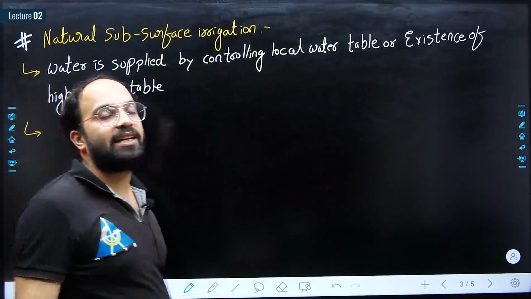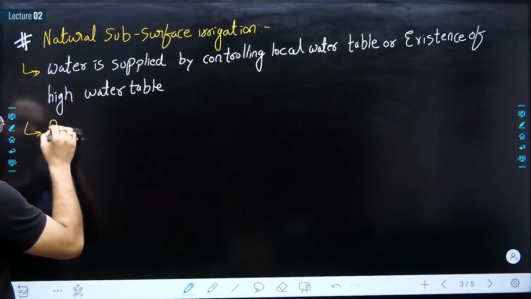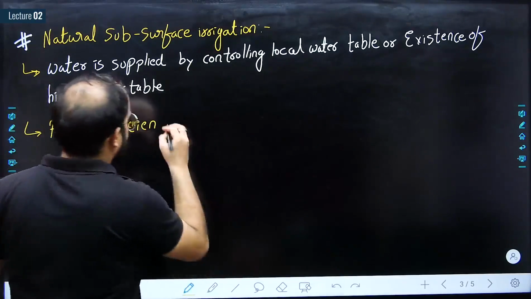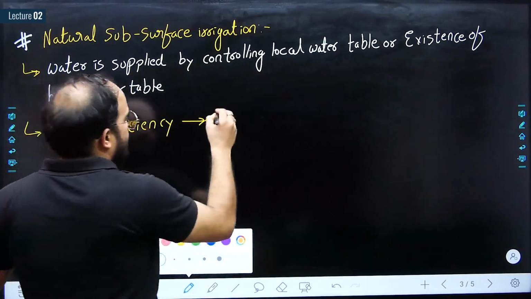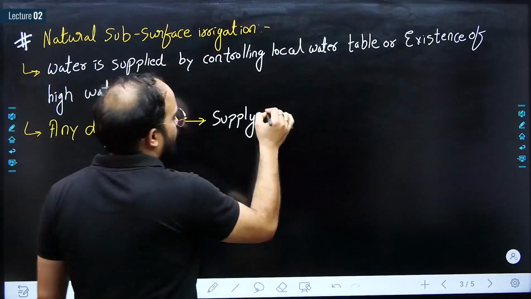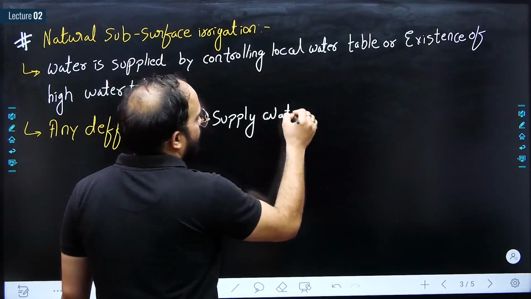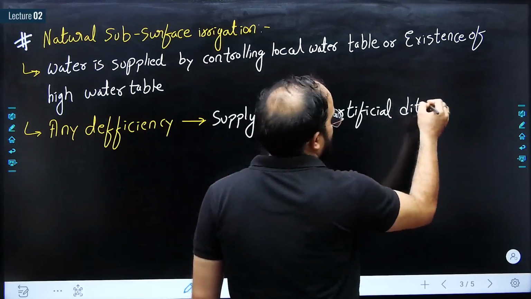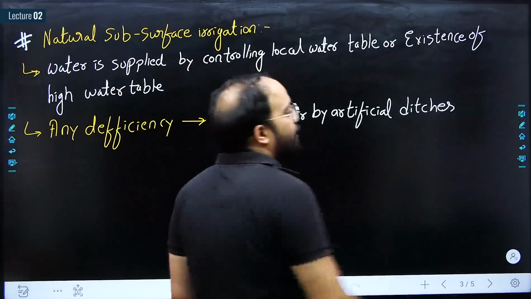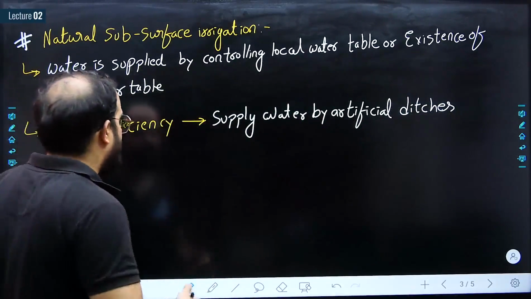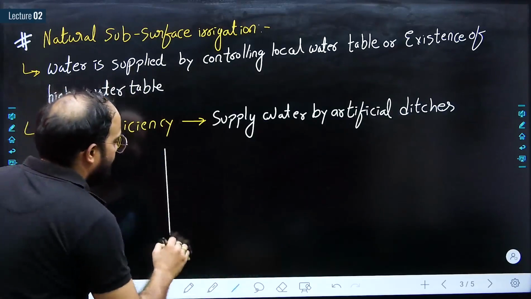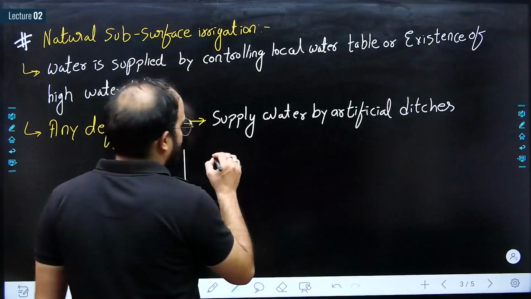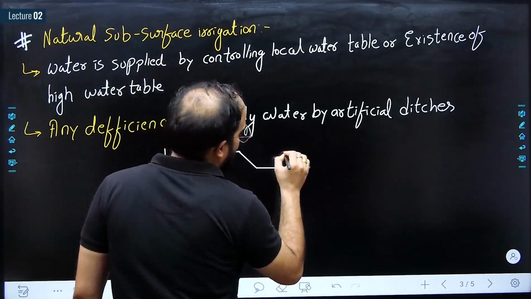What happens if there is any deficiency of water? For any deficiency, we will supply water by artificial ditches. We will construct ditches on our farm like this. This will be your top view, and the side views are like this.